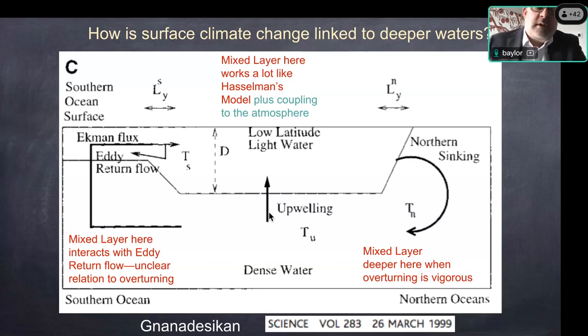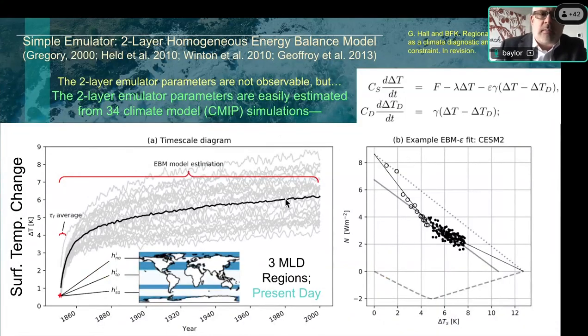So the student, an undergrad actually of mine, Galen Hall, and I started thinking about how this system works, and we picked up on this long thread of building simple toy models that have a surface energy balance, which is this part. So there's a heat capacity of the surface and a surface temperature change, then a heat capacity of the deep ocean and a deep ocean temperature change.